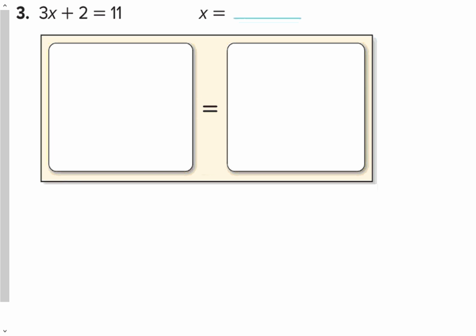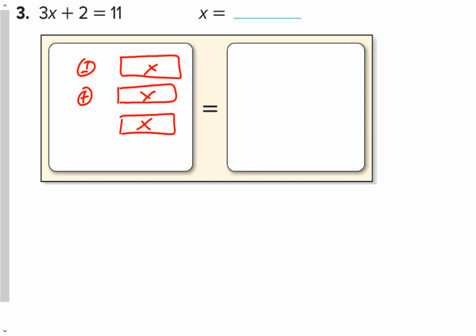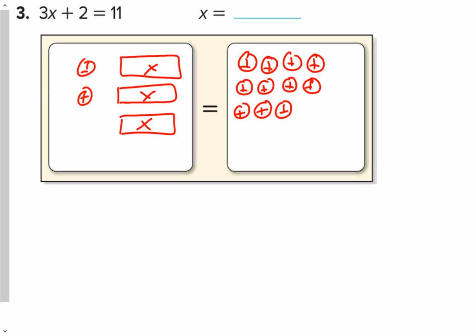3x plus 2 equals 11. So 1, 2, 3, 2 positives. Okay, now I have to do 11 positives on the other side. So 1, 2, 3, 4, 5, 6, 7, 8, 9, 10, 11. Okay, so then we want to make sure that we get rid of these 2 positive chips on the left. So let's go ahead and pair them up with 2 negative chips. Then if we're going to do that, make sure we do that to the ones on the left.